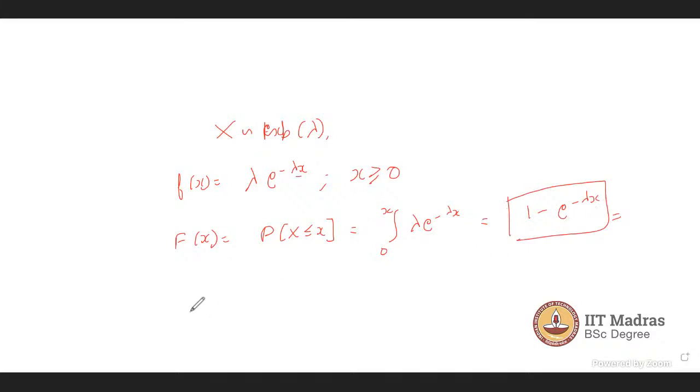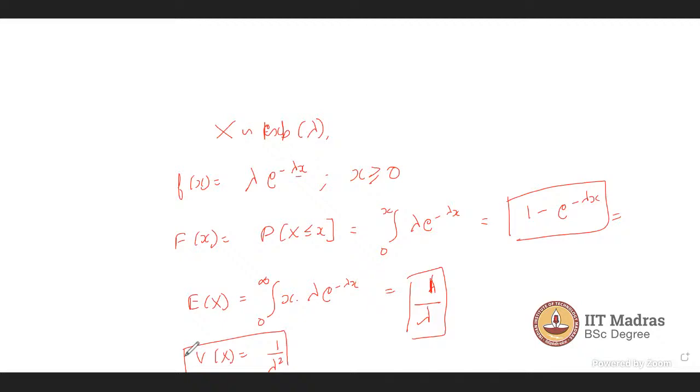Similarly, the expectation or mean of the exponential distribution is again integrating over the whole range of x times the PDF. On solving, one gets 1 over lambda. And similarly, the variance of x is nothing but 1 over lambda squared. Is it clear or any doubt in it?